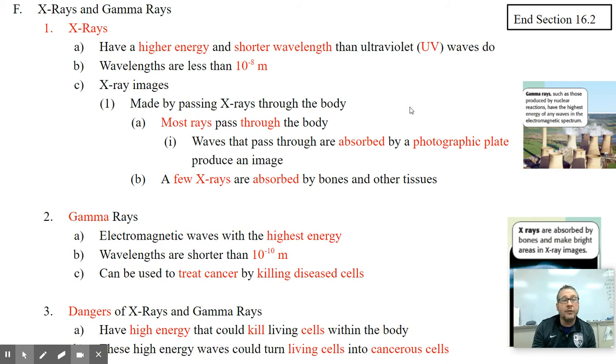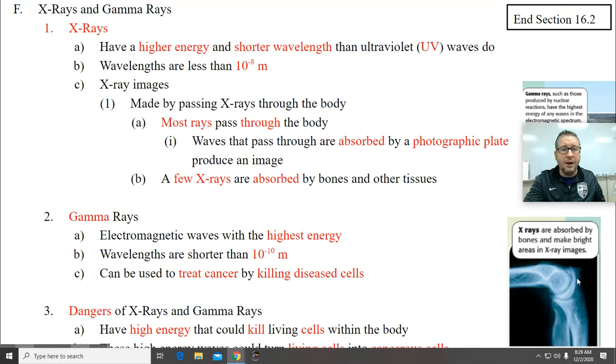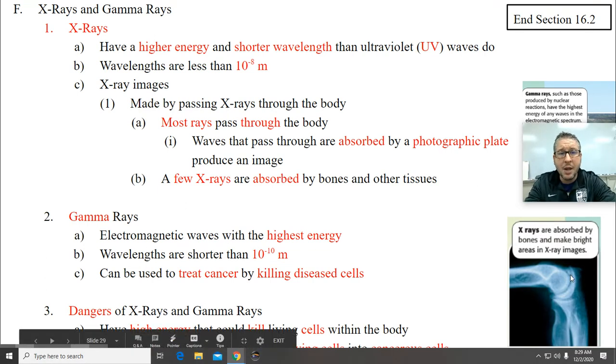X-rays can also be absorbed by bones and other tissues. And so those waves don't make it through your body. And so we get this image, much like what we see here on the bottom. So this bone here absorbed it, and we now have this nice little image here.